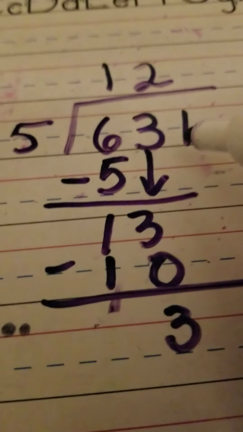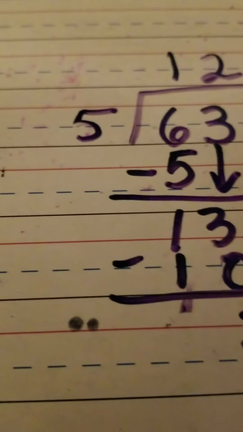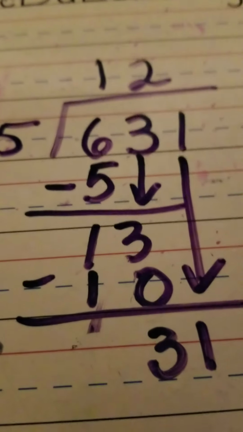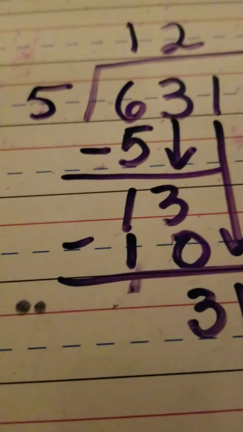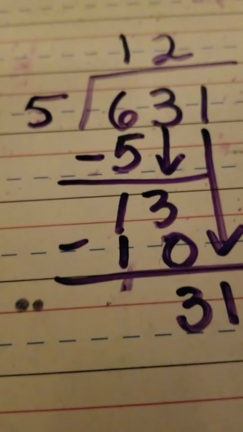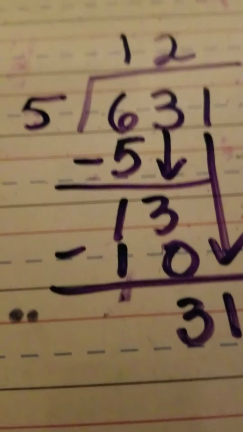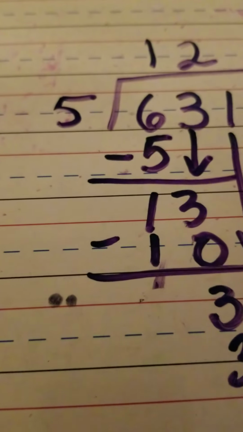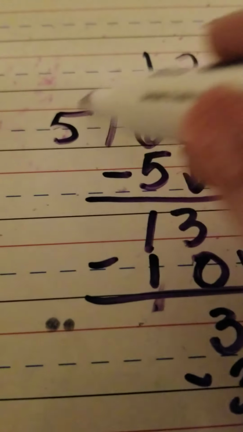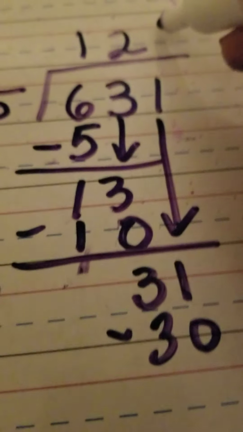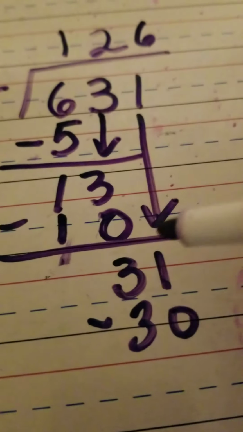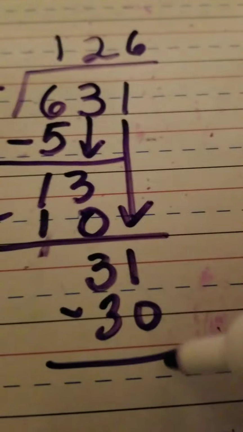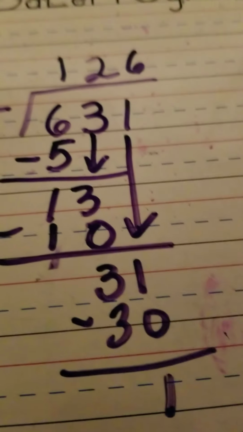Okay? Bring down the next digit, 31. Can 5 go into 31? Let's count by 5s. 5, 10, 15, 20, 25, 30, 35. So we can't do 35. We have to do 30. So 5 times what was 30? 5 times 6 was 30. Subtract. You have a remainder of 1.